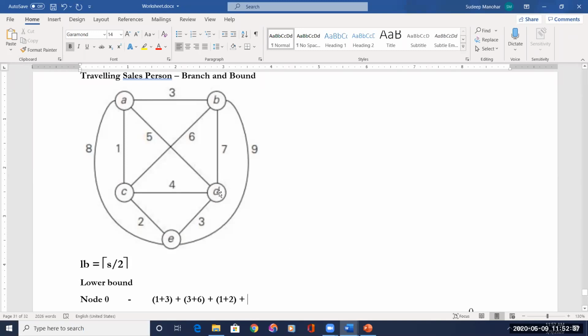For D, the costs are 7, 5, 4 and 3. Which are the 2 minimum? 3 and 4 are the 2 minimum edges to the nearest cities. So it is 3 plus 4, plus, for E. For E, it is 2, 3, 8 and 9. The minimum are 2 and 3.